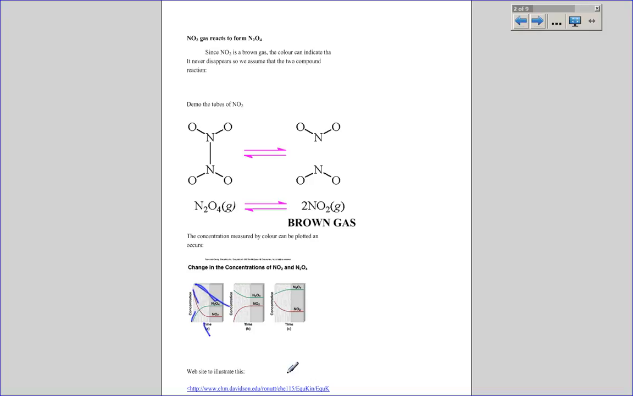This website is a great website for you to look at. Okay? It's got an applet in it that allows you to investigate a system achieving equilibrium. You can choose different temperatures, and you can choose different starting materials, and you can monitor it graphically and identify when equilibrium has been achieved. And I'd encourage you to take a moment to look at that website and play around with the applet.